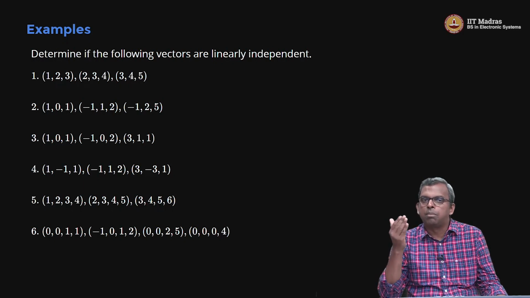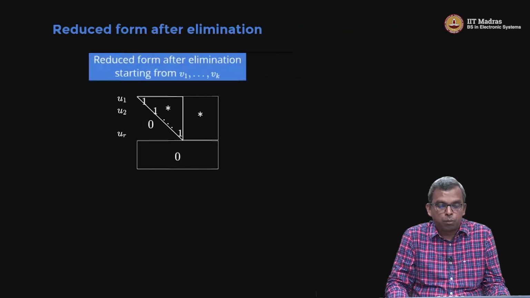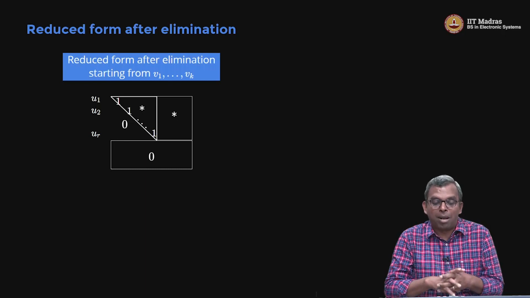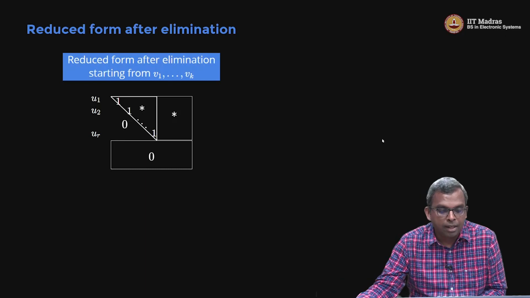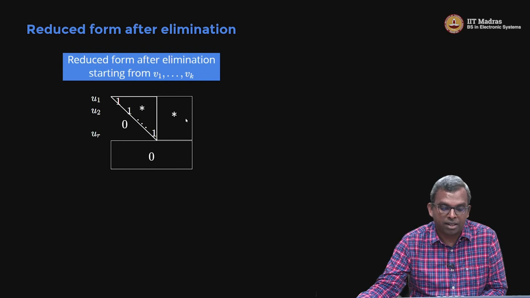Later on, I'll show you some computer programs with which you can do these things very, very easily. Okay. So, here is a reduced form after elimination. We saw a few cases, and you can go through this and establish that once you start with V1 to Vk and you eliminate, you will finally get a structure like this.